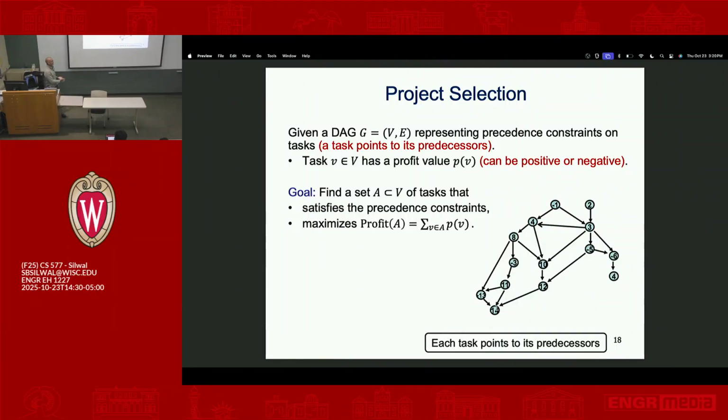So this also seems like a hard problem, right? How would I go about picking the best thing? Turns out you can solve it using flow.